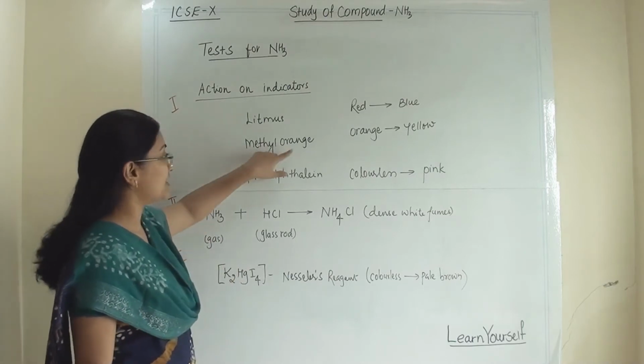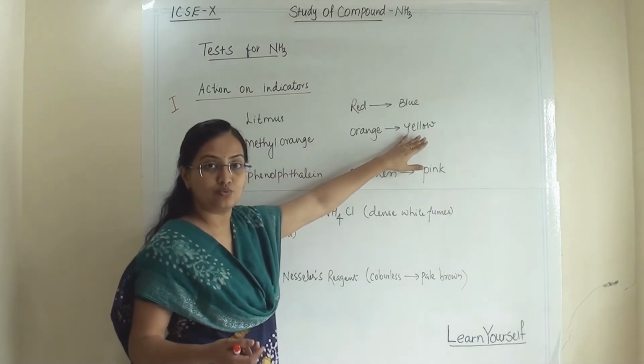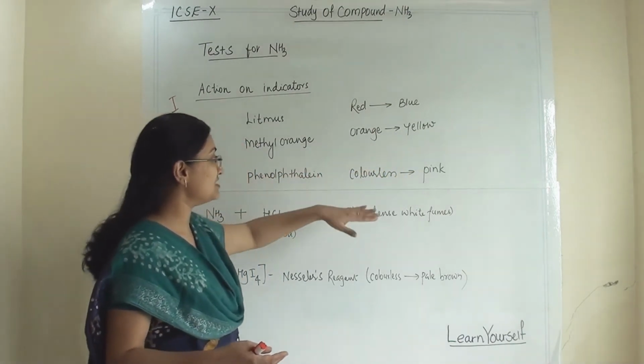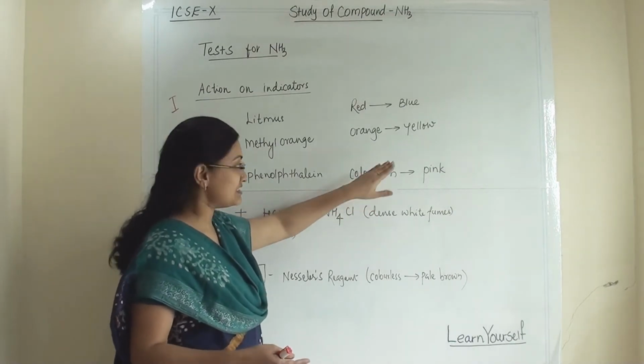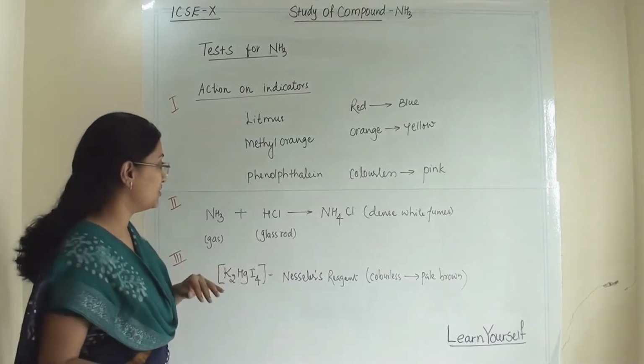Methyl orange is a type of indicator, and it will turn from orange to yellow when it comes in contact with ammonia. Phenolphthalein is an indicator. It is colorless, and it will turn pink when it comes in contact with ammonia.